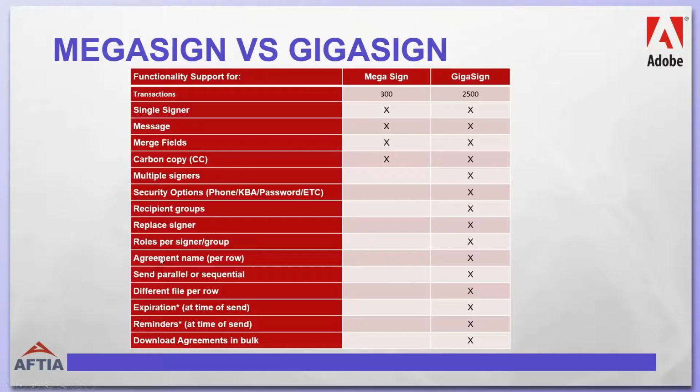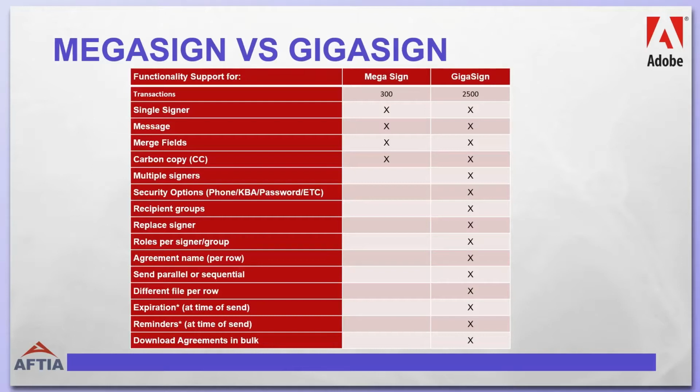So first off, the differences between MegaSign and GigaSign. Why would I use one over the other? Well, as discussed earlier on, MegaSign really only supports up to 300 transactions, where if you do have large bulk sending requirements, GigaSign supports up to 2,500 transactions.